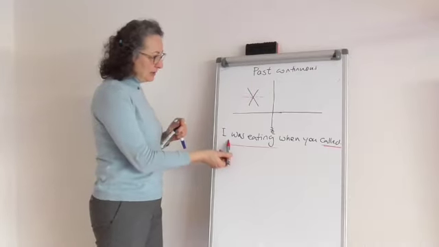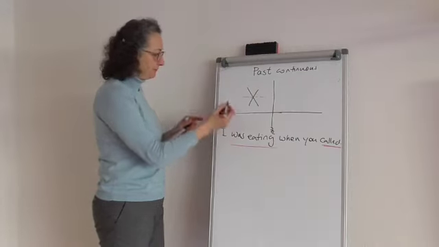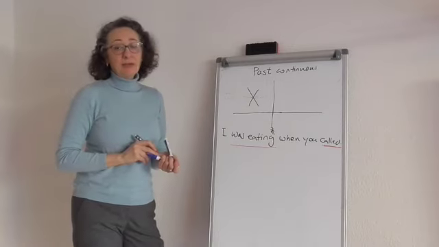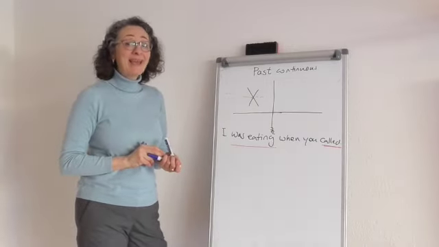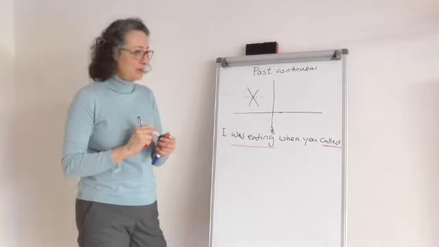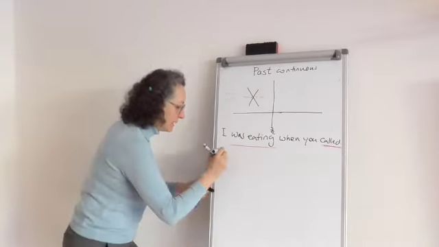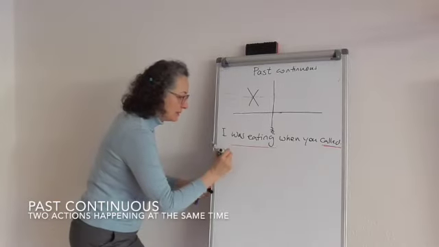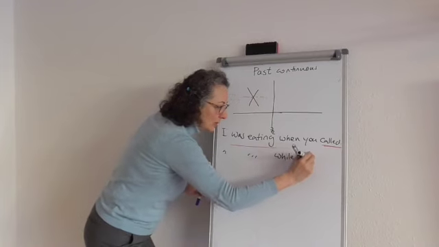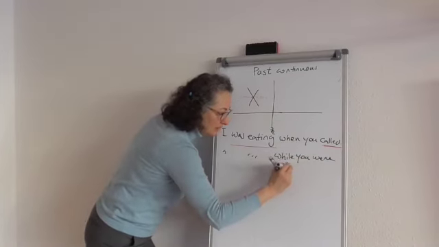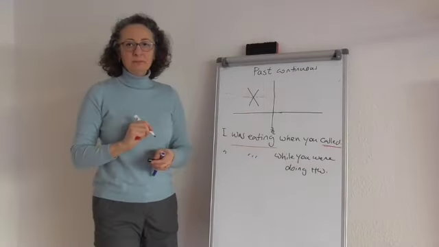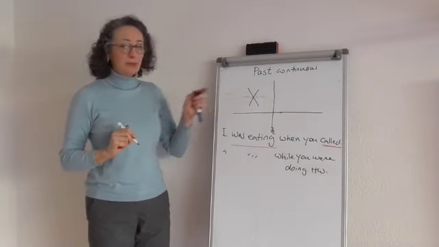We can use past continuous actually in another form, like this. So, I can refer to two things that were happening at the same time, parallel. So, there was no interruption, but they were happening at the same time. So, I could say, for instance, keep the same sentence. I was eating while or when you were doing homework.